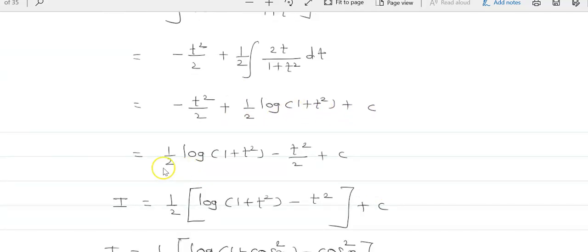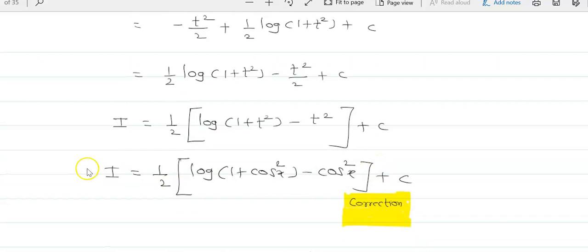That is 1 upon 2 log of 1 plus t square minus t square upon 2 plus c. Again, replace the value of t: I is equal to 1 upon 2 log of 1 plus cos square x minus cos square x plus c. And here is the correction. This is again my answer. If you agree with my answer, then write down this. Otherwise, follow the answer from the textbook.